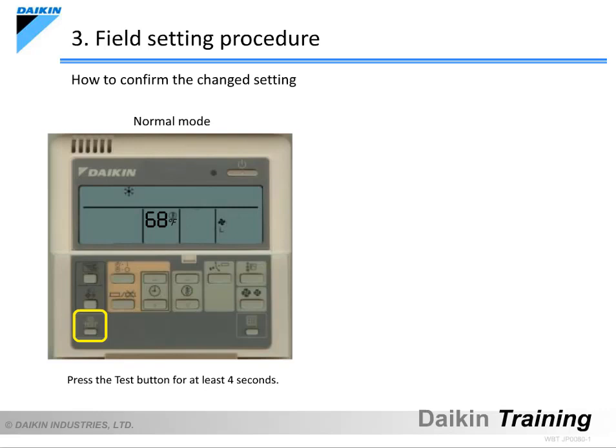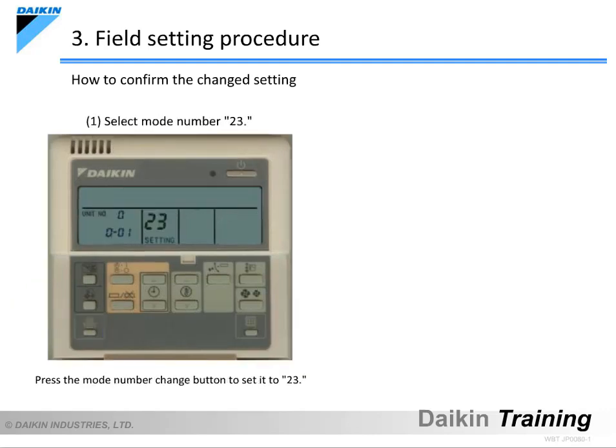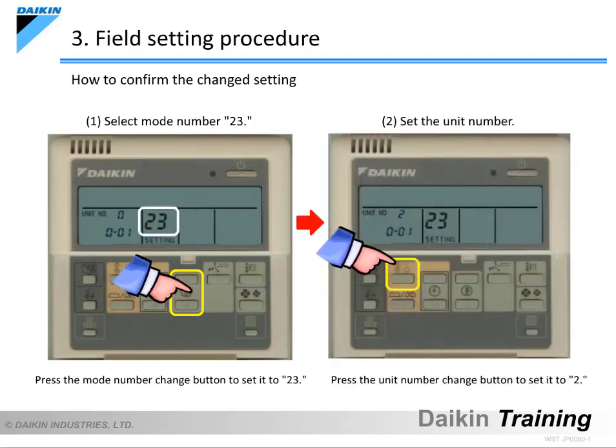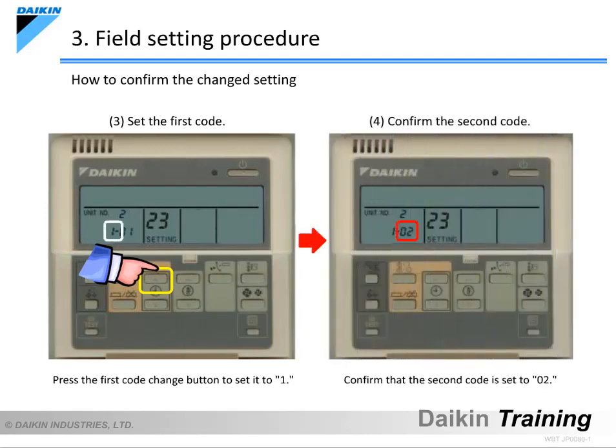Now, let's take a look at the procedure for confirming the changed setting. First, press the test button for at least 4 seconds to enter the field setting mode. Press the mode number change button to set it to 23. Next, press the unit number change button to set it to 2. Press the first code change button to set it to 1. If the second code is shown as 02, it has been set properly.